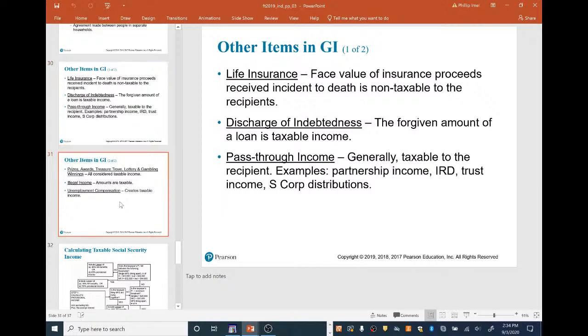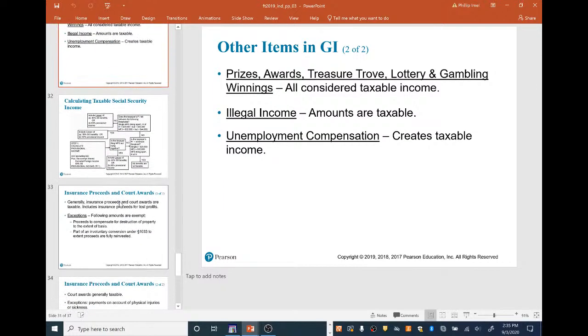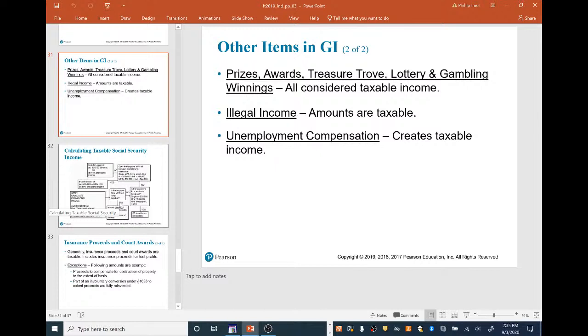Let's talk a little more about some other items in gross income: prizes, awards, treasure trove, lottery and gambling winnings. Treasure trove is pretty much just found treasure. These are all going to be considered taxable income, okay? Certain achievement awards properly transferred to qualifying charitable organizations will not be included in gross income.